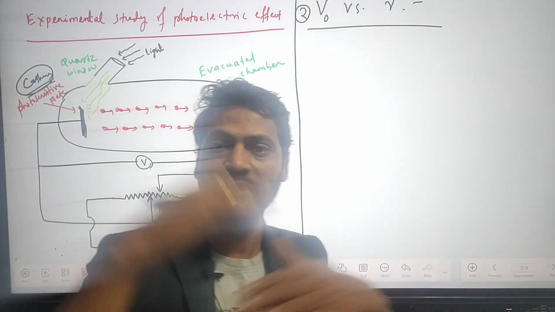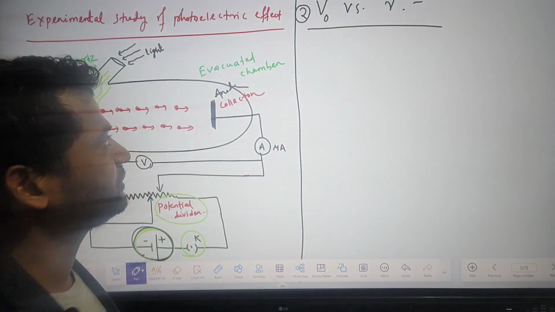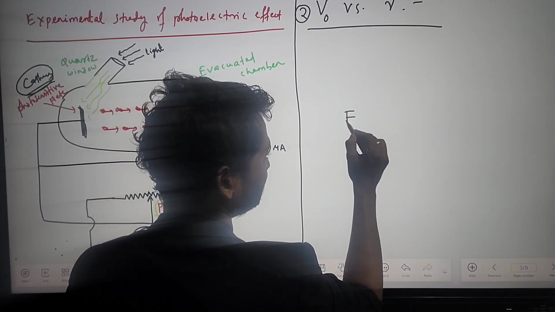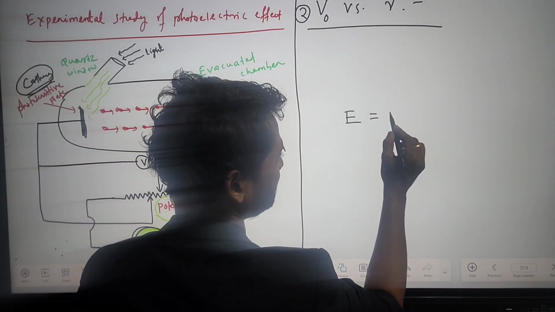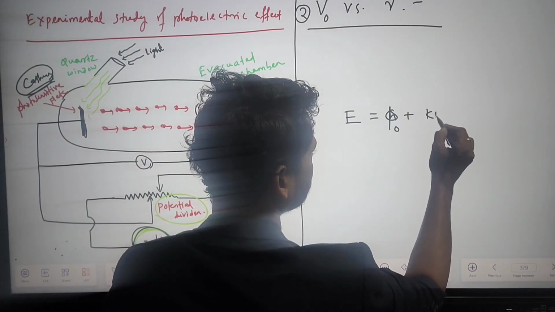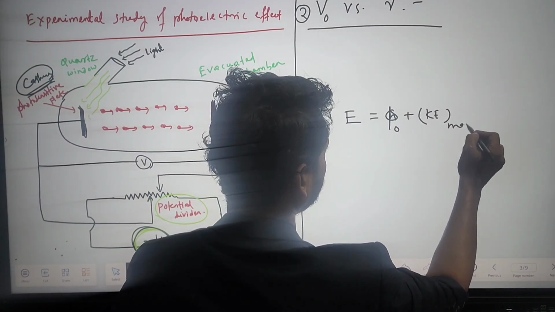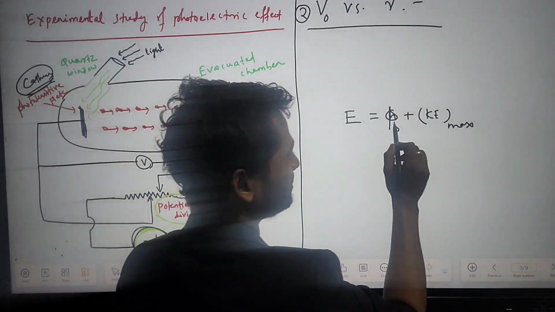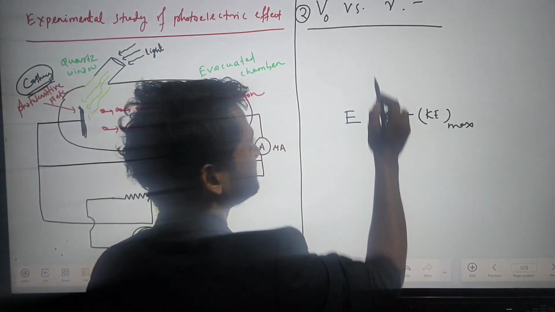We need to check what is the relation between stopping potential and frequency of incident radiation. As per the Einstein photoelectric equation, E is equal to phi naught plus K max. What is phi naught? Work function. So total energy is equal to the sum of work function and K max.